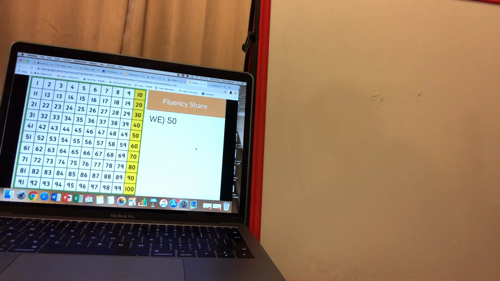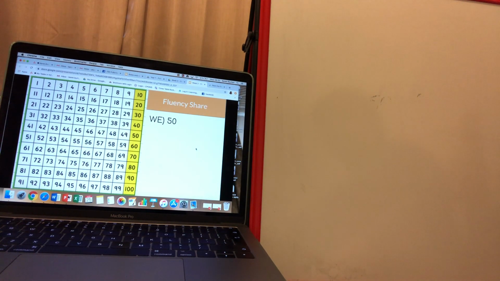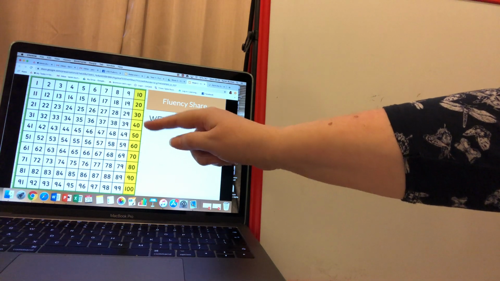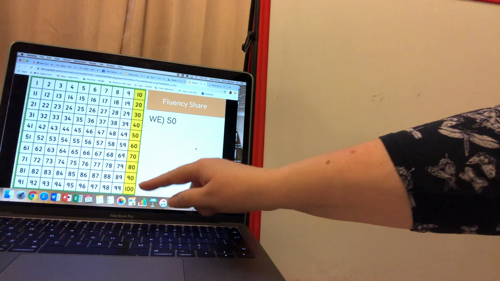Okay, this one we're going to do together as well. Can you find number 50? Here it is, and let's count on from it in tens. 50, 60, 70, 80, 90, 100.